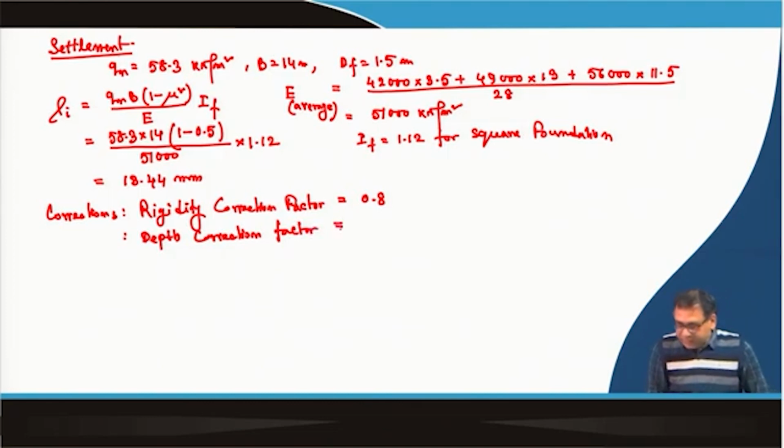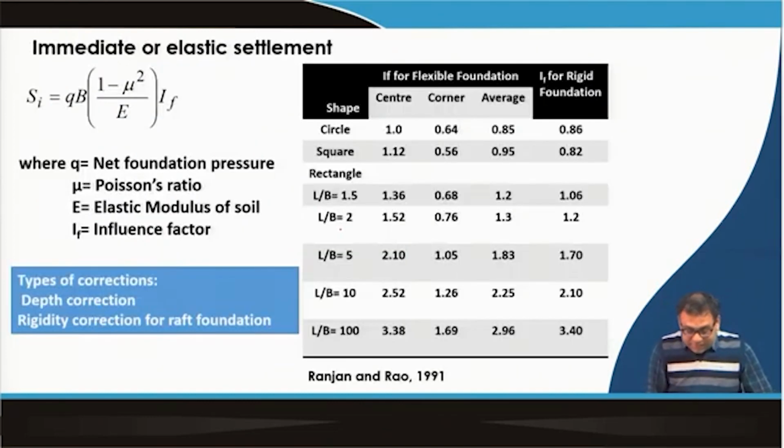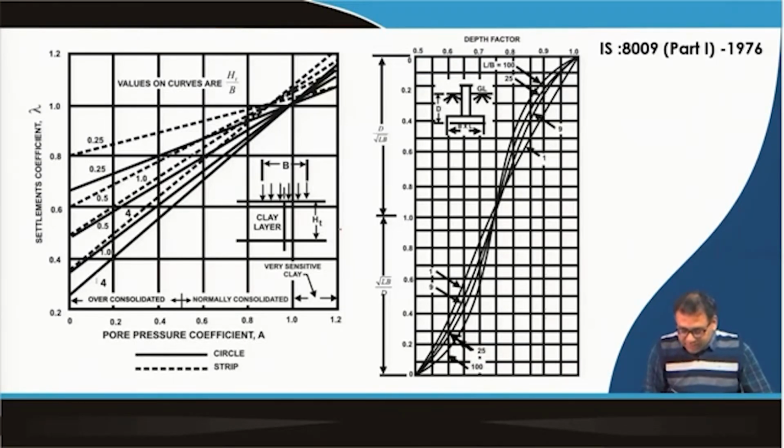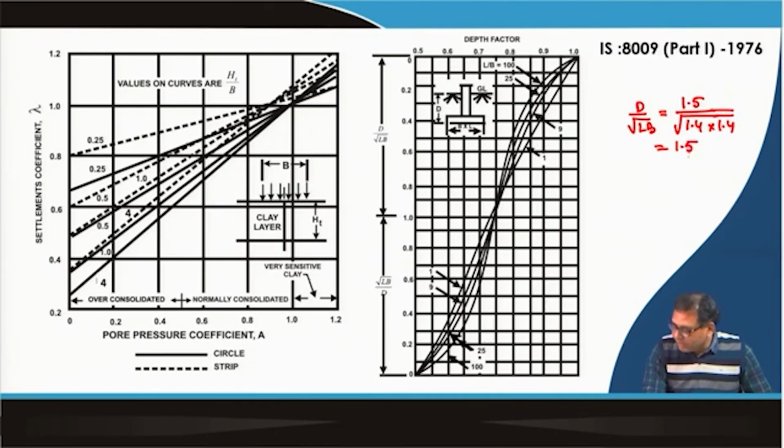So, that value is how much? I will use this chart. This chart is d by L root over L by B, so this is d by root over L B. Here d is 1.5, and root over L B is, sorry, this is not 1.4, this is 14, because L is 14 and B is also 14.